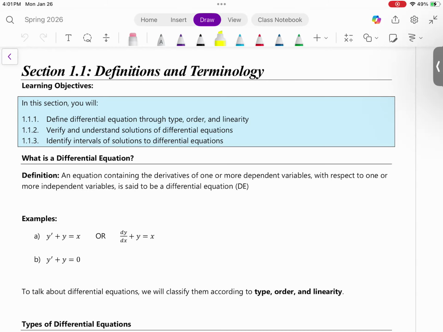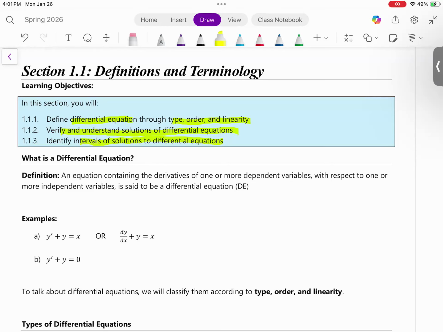So this section is titled Definitions and Terminology. And that's mainly what we're going to be doing in this section, defining some key definitions of differential equations. So our learning objectives for this section are going to be define differential equation through type, order, and linearity. We're going to verify and understand solutions of differential equations. And then we're going to just identify intervals of solutions to some differential equations. So that's our section in three parts.